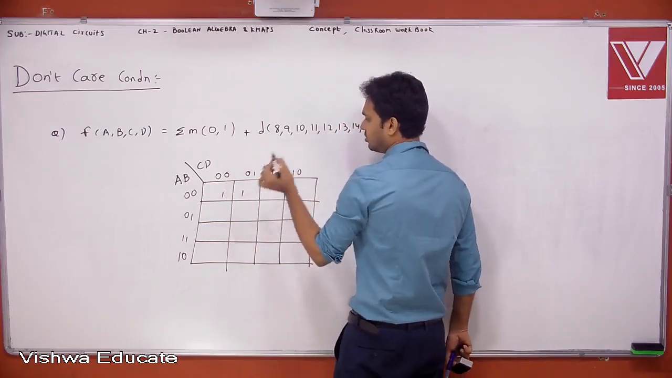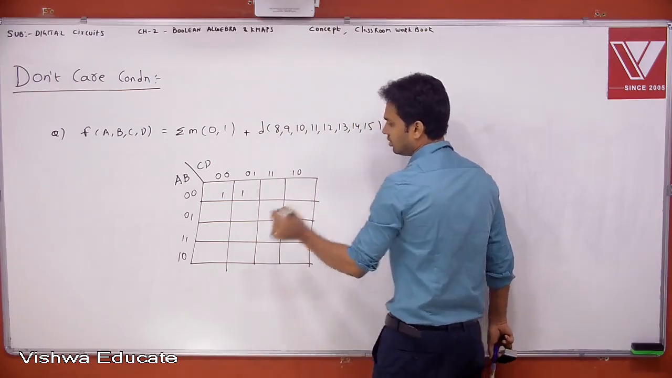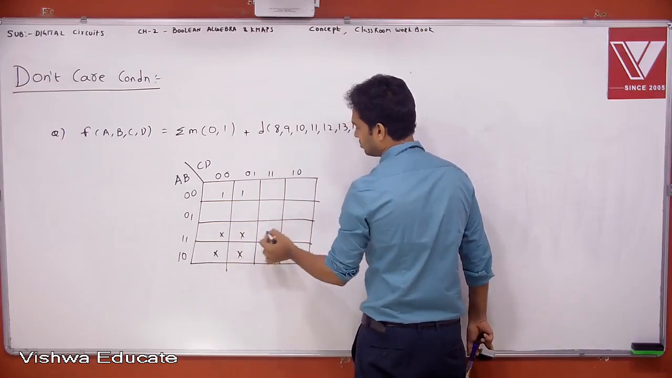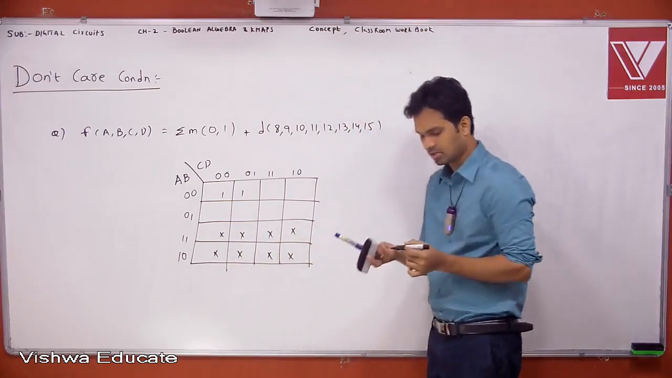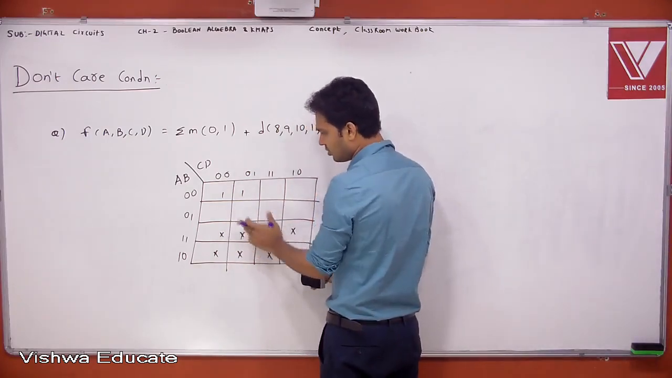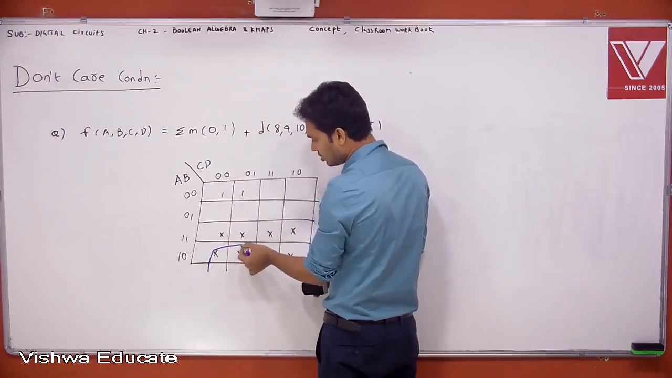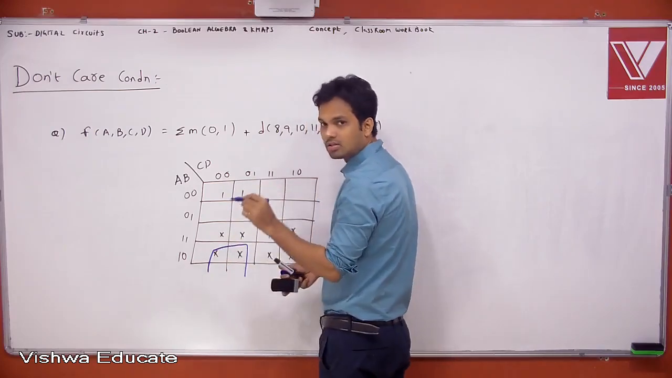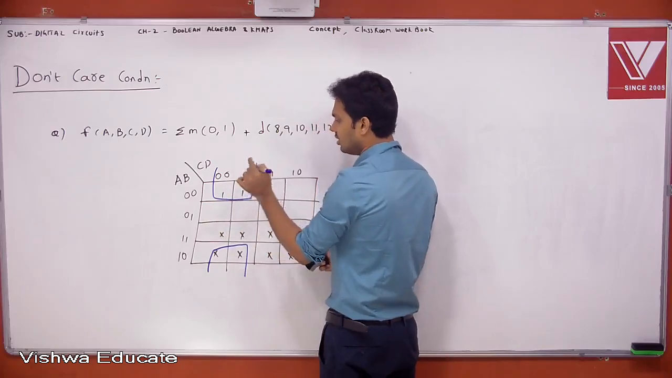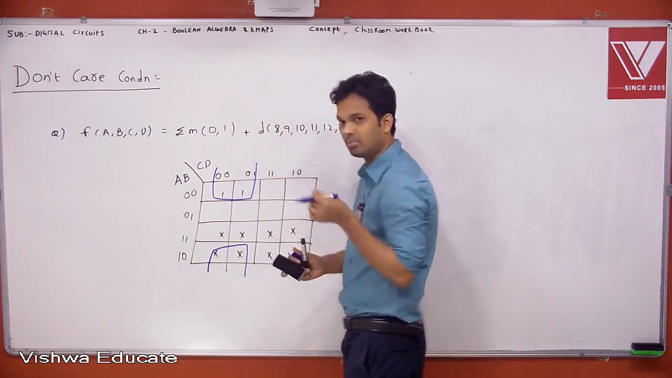So here, sum of the min terms 0 and 1. Next, don't cares of 8 to 15. So 8, 9, up to 15. Don't cares are represented with a cross. Now here you understand. If you don't have don't cares, it is a pair. But if you consider these don't cares as ones, because don't cares means you can consider them as 1 or 0 according to your convenience, you can make a quad, which will be helpful for minimization.